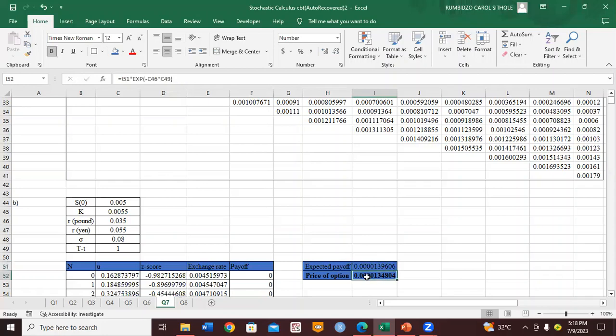And then the price of the option is going to be equal to your expected payoff multiplied by the exponential of your negative R multiplied by T. So that is it for question 7.